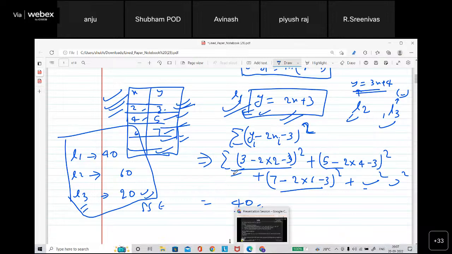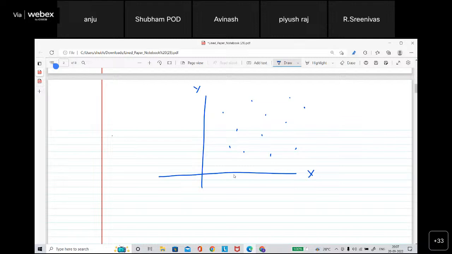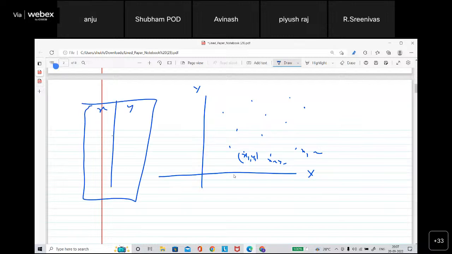So why is it needed? The geometric interpretation of this SSE is simple. Let me tell you the scenario also. Suppose this is the x-axis, this is the y-axis. So the coordinates, let's say this is x1, y1, this is x2, y2, this is x3, y3. These points are written here.